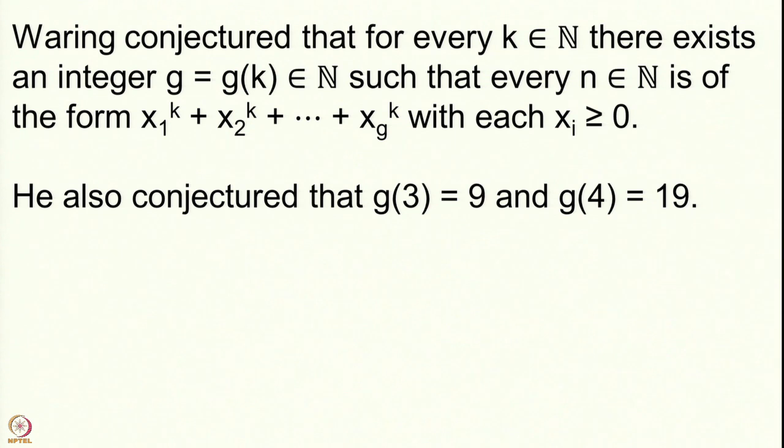Waring also conjectured that the number G3 is 9. So, he said that you need 9 cubes. So, G3 is 9 has two statements in it. It means that for every n, 9 cubes are sufficient. And moreover, that there is a number which requires 9 cubes.